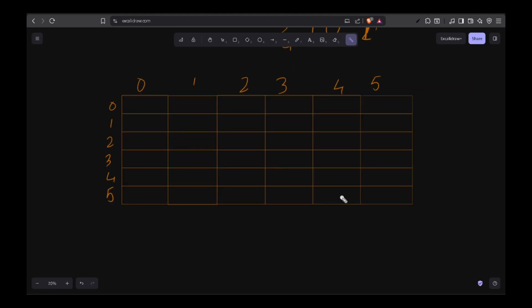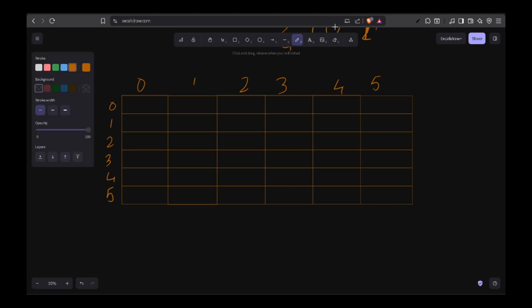So here I have drawn a matrix, right? Let's say 1, 2, 3 are in a province and 4 and 5 are in another province, right? So how can we count the number of these two provinces? The answer is 2, right?